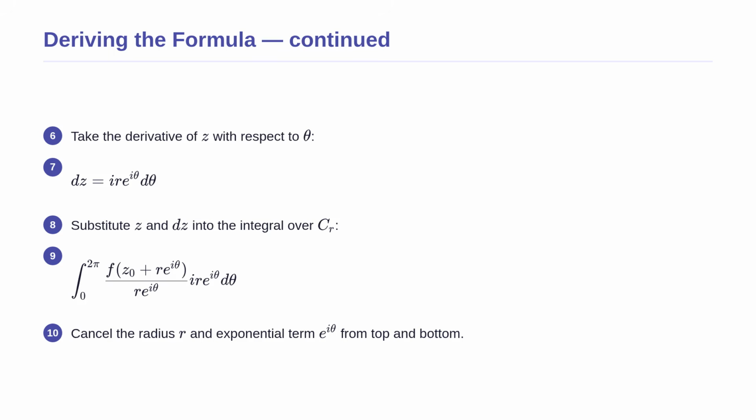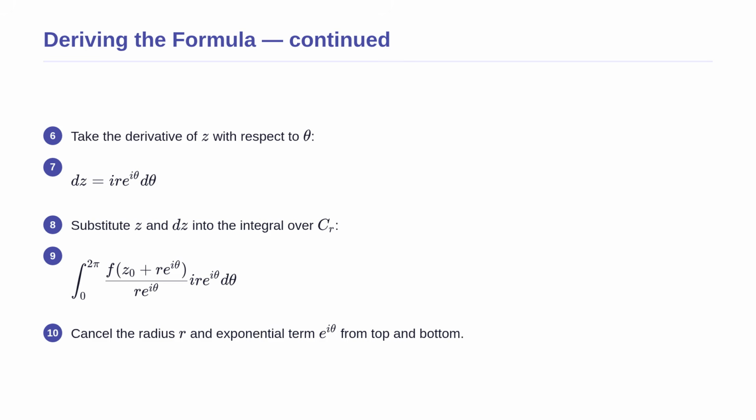Continuing our derivation, we need to replace the tiny step dz in our integral. We take the derivative of our polar expression with respect to the angle theta, which brings down an imaginary unit I. Now, we substitute these expressions for z and dz back into our integral over the tiny circle. Notice that in the denominator, the expression z minus z0 simply becomes the radius times the exponential term.